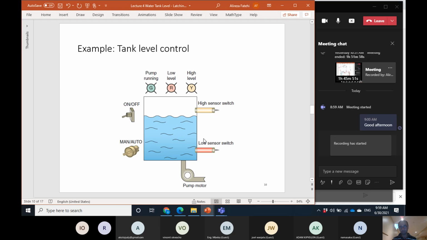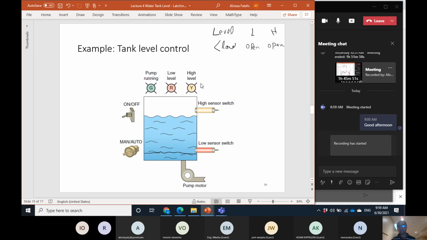But please notice, it means that if the level, this is the level, is lower than low, I mean this point, there's not any water in front of both of them. So the low sensor and high sensor, both of them are open.